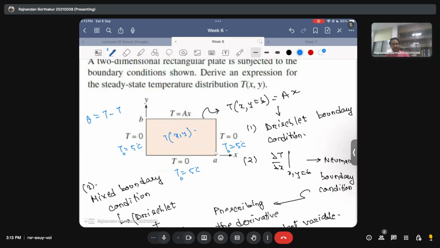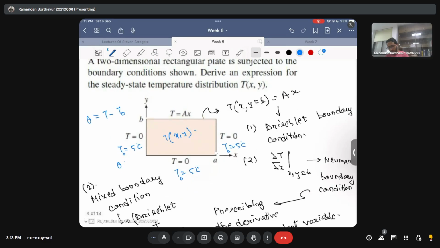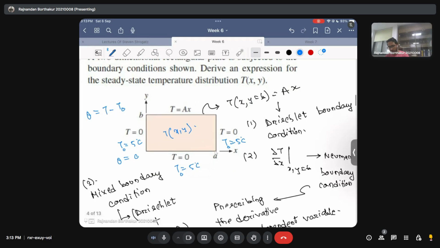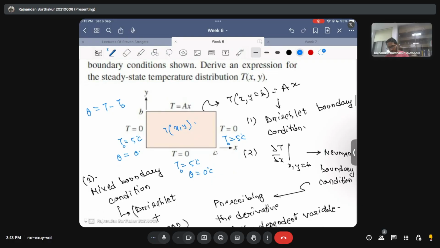Then you can always define a theta which is equal to T minus T naught. So then theta on these three boundaries will always be equal to 0. Then theta will be 0, and theta will be 0 here.